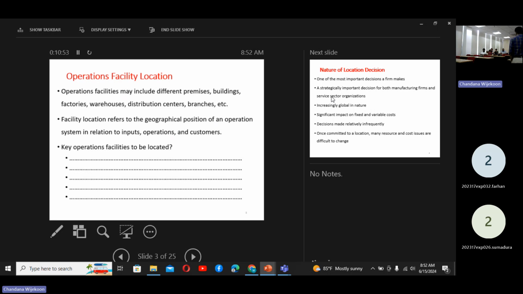I think this is not a totally new area for many of you. Facility location. Now, don't misunderstand. In operations management, we are talking about operations facilities, right? What we mean by operations facilities here are mainly the premises and buildings used for operations activities. Is that clear?